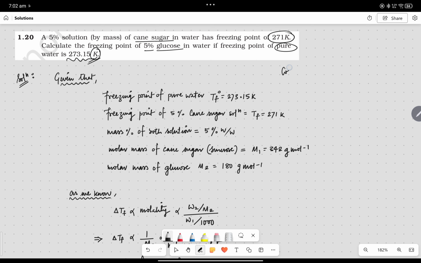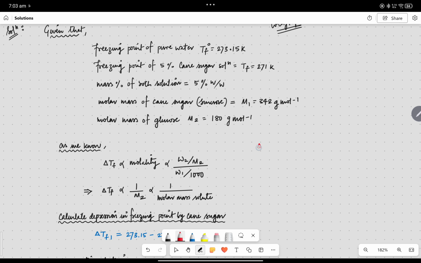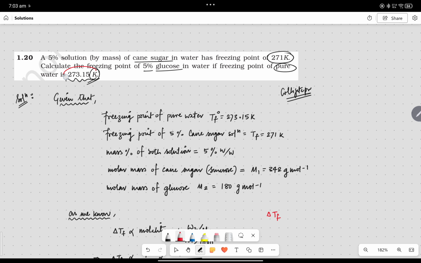This question comes from colligative property, right? So what is the concept here? Delta Tf, that is the change in freezing point. Let's take pure water in a container. The freezing point of this pure water is 273.15 Kelvin, right?